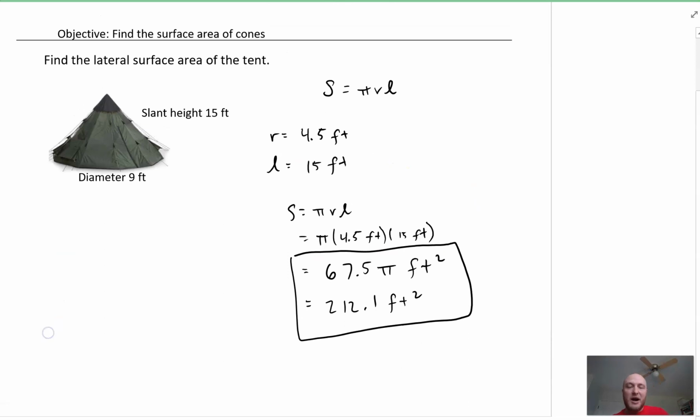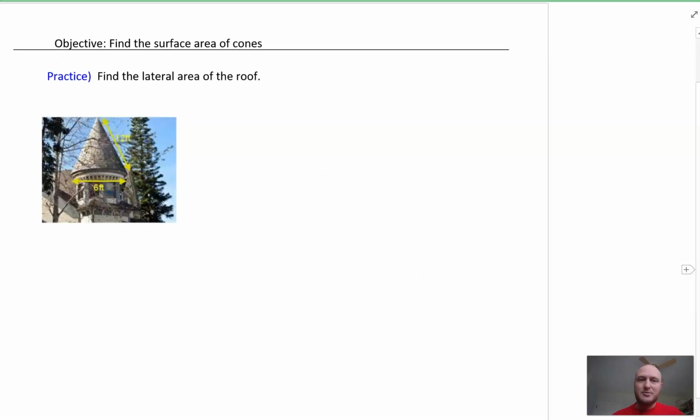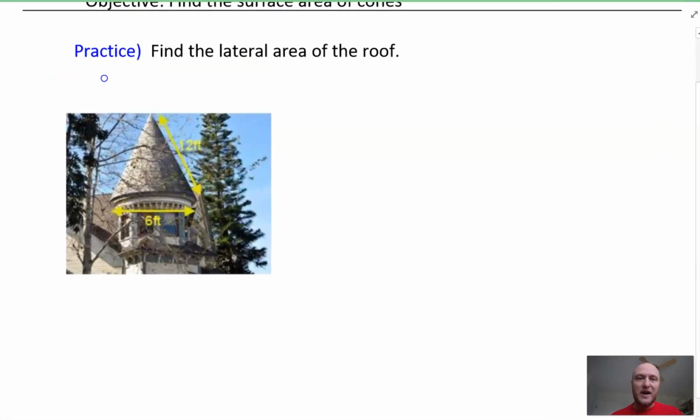I hope you by now know how to calculate the surface area of a cone, as well as the lateral area of a cone using the formula S equals pi RL plus pi r squared. And I do have a practice problem here for you. I want you to find the lateral area of the roof. Say you wanted to buy roofing materials, what would be the lateral surface area? Go ahead, pause the video, try this one, and I'll show you the answer in a second.